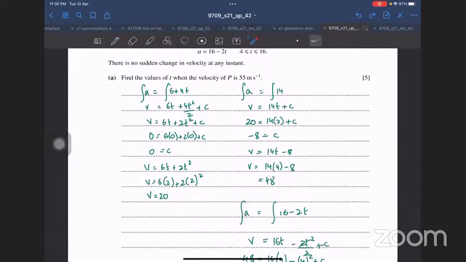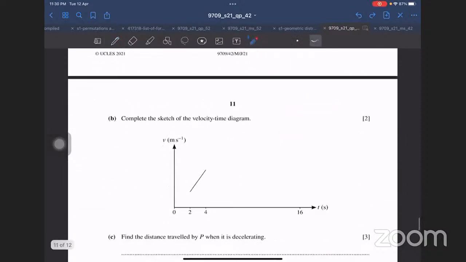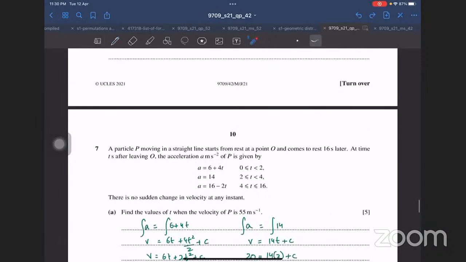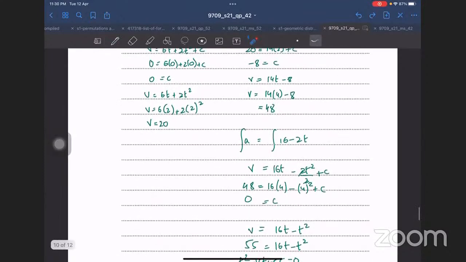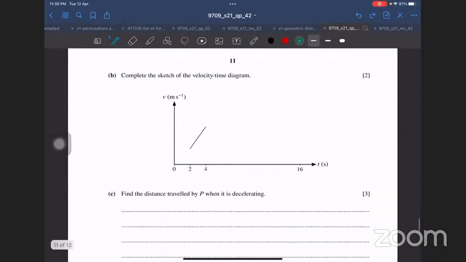The first one is actually from 2 to 4. So this one is drawn. The linear function is drawn, 14t minus 8. I need to draw this one. So I need to reach a speed of 20 and I have a quadratic function. So I'm going to reach like that. This is the speed of 20. This is the speed of 48.